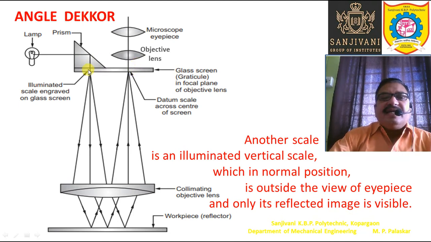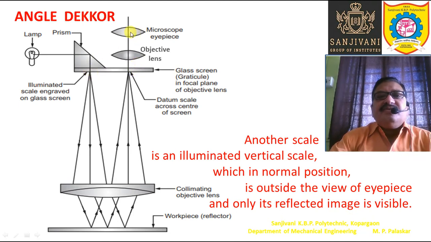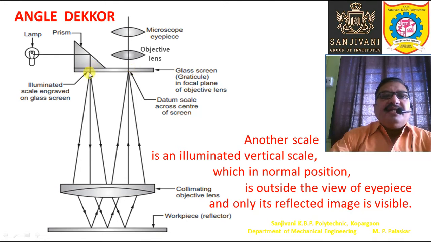So this vertical scale directly cannot be seen through the eyepiece of the microscope, and what can be seen through this microscope eyepiece is only the reflected image of this particular vertical illuminated scale. So this vertical illuminated scale cannot be directly seen through this microscope eyepiece, but its reflected image can be seen through it.